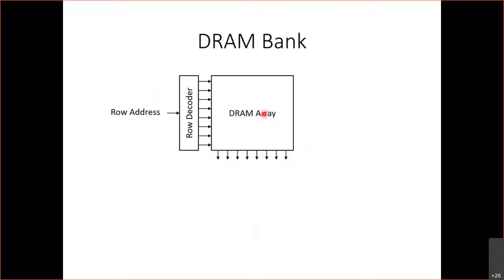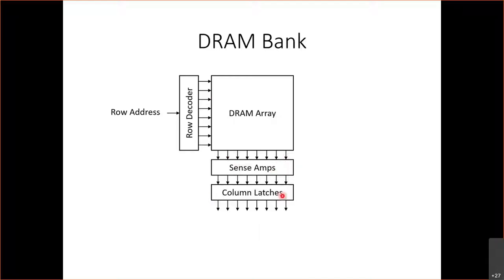And in the DRAM bank, what happens is if we activate this row, all the cells in this row are going to discharge. And the values will come out over here. These values will feed into a sense amplifier. The sense amplifiers are the circuit components that will detect the change in charge in the capacitors in order to figure out whether the capacitor has a 1 or a 0. And then after detecting this change in charge, we store it to a column latch.